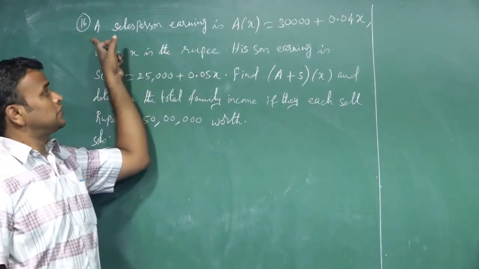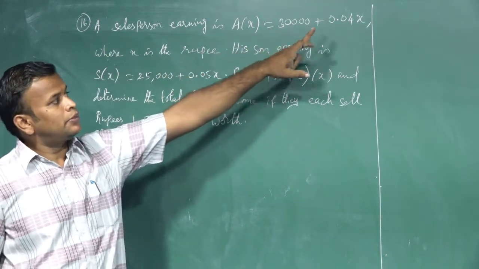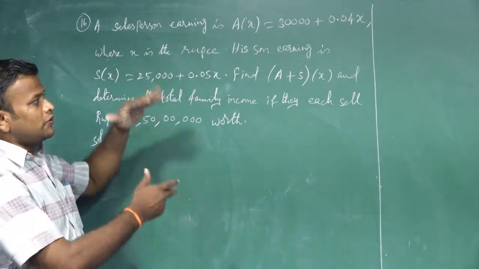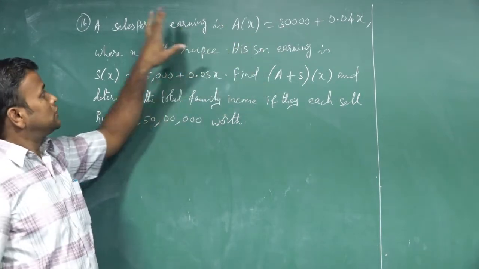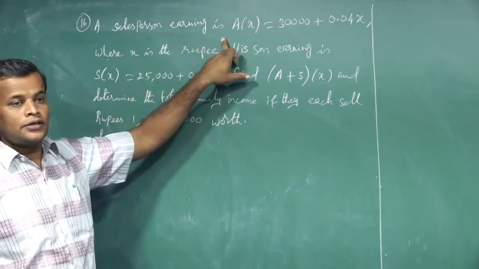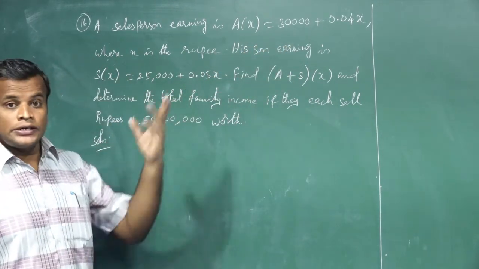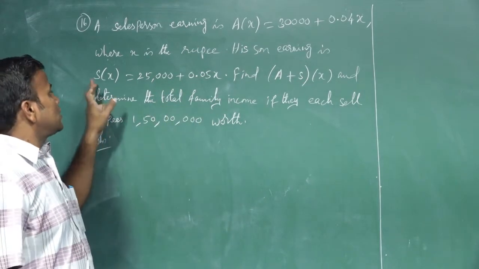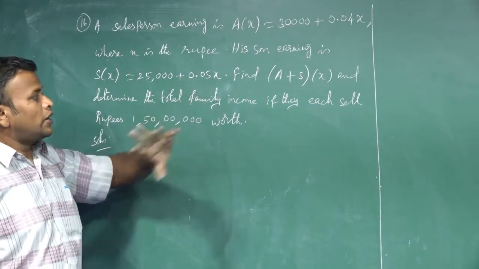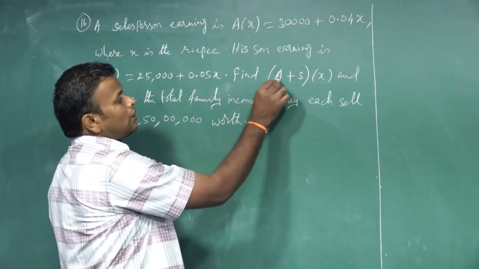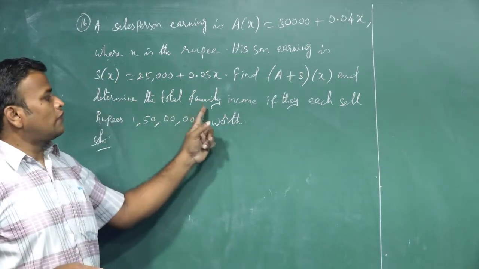Now the next question, 16. A salesperson's earning is A of x equal to rupees 30,000 plus 0.04 x. The question is very big, so for convenience I write it very short. A salesman's earning is A of x equal to 30,000 plus 0.04 x, where x indicates the rupees. His son's earning, with symbol S, is 25,000 plus 0.05 x. Then our question is to find A plus S of x, that is, what is the total earning, and determine the total family income.